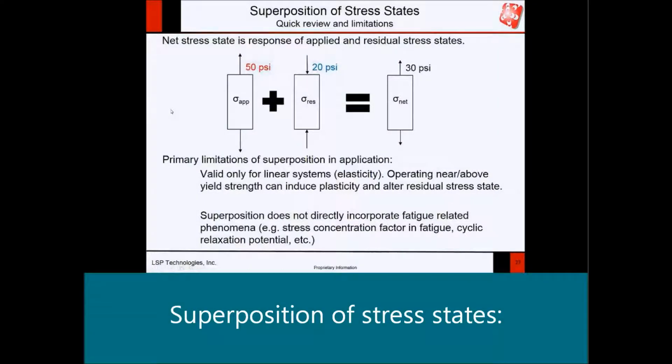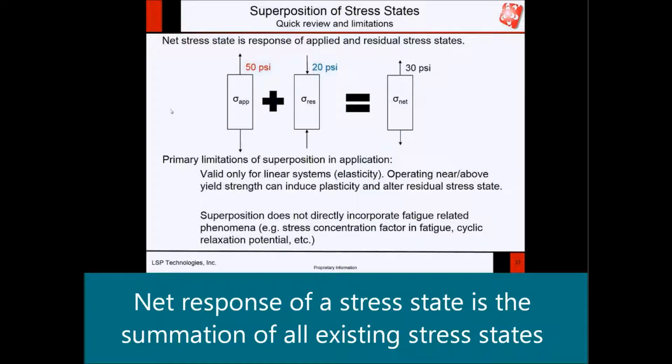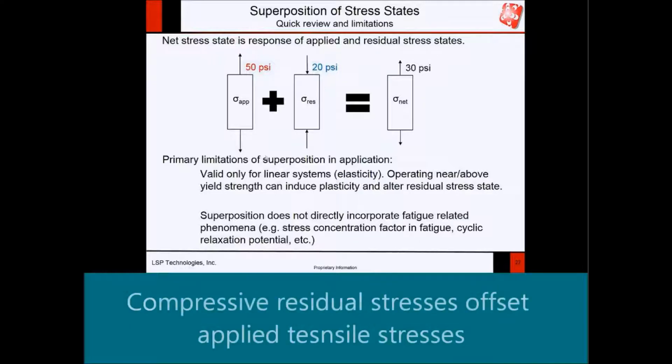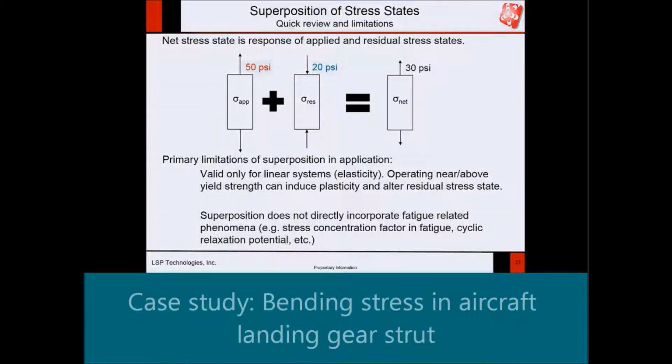Quick review of superposition if it's been a while or if you're not familiar with the technique. Basically, it's just saying that the net response of a stress state is the summation of any of the stress states that exist. So in this case, we have applied and residual stress states. If we have 50 psi of tensile stress applied to a component, and we have 20 psi of compressive residual stress applied to a component, our net stress state is 30 psi of tensile stress. It's a lot of words.